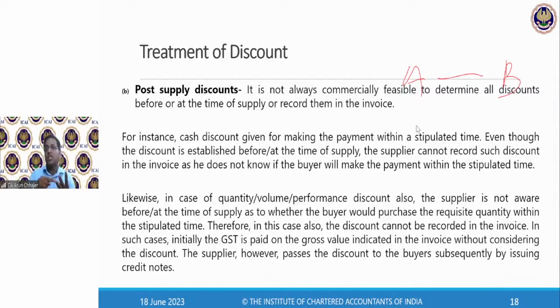Third, most important, Mr. B, who is the recipient, has reversed the input tax credit. In that case, we can say that if all three conditions are satisfied, then the discount amount should be excluded from the value. Now the problem is how it will be excluded, sir?